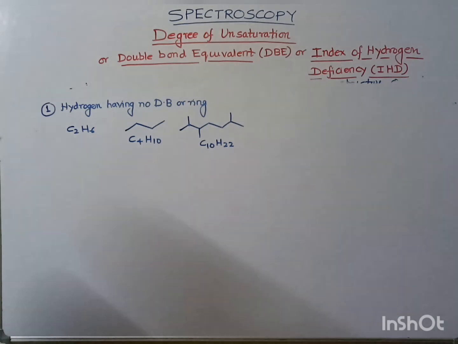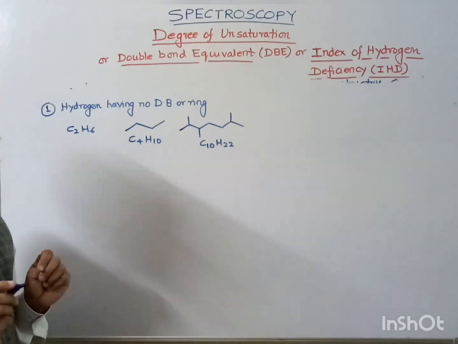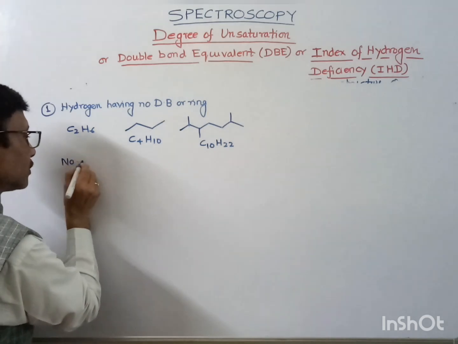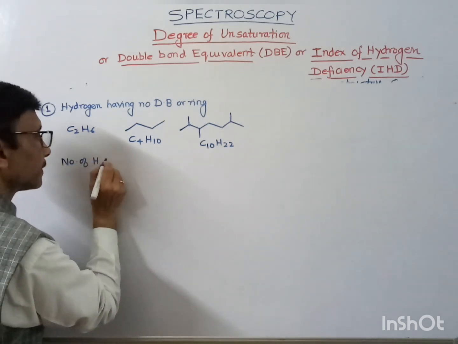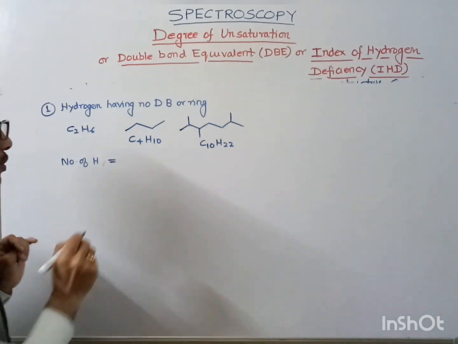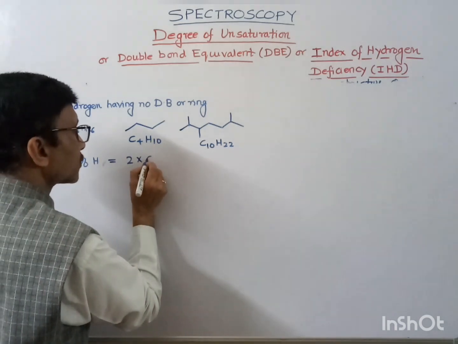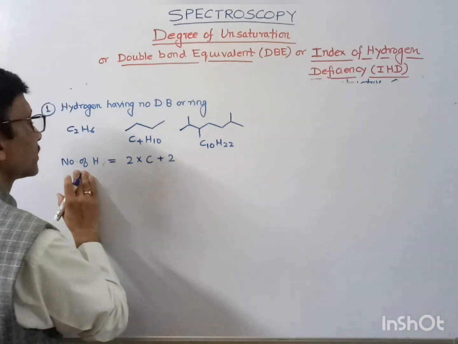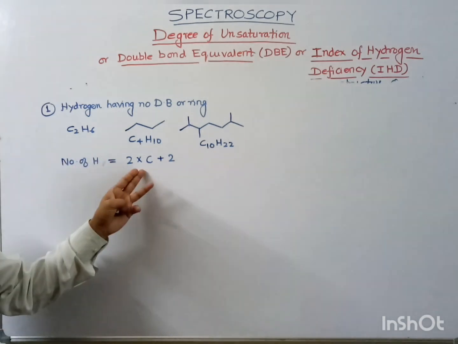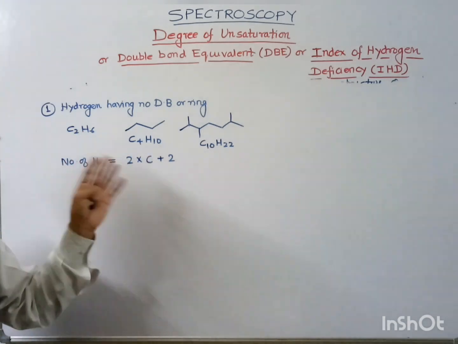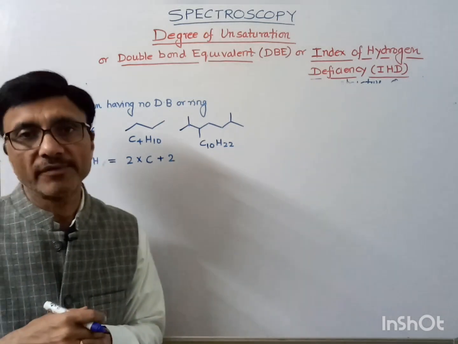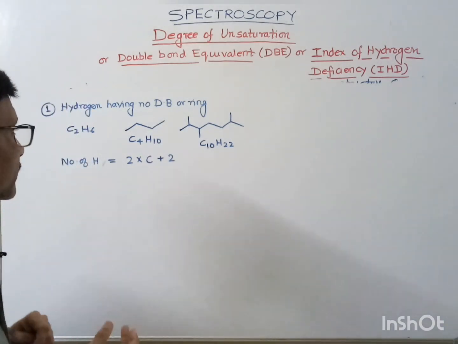This corresponds to C10H22. Now in this formula, if you see the number of hydrogen atoms, how many hydrogen atoms are present? The number of H atoms is equal to 2 multiplied by the number of carbon atoms plus 2. This is the case when there is no double bond or ring present in any given structure.